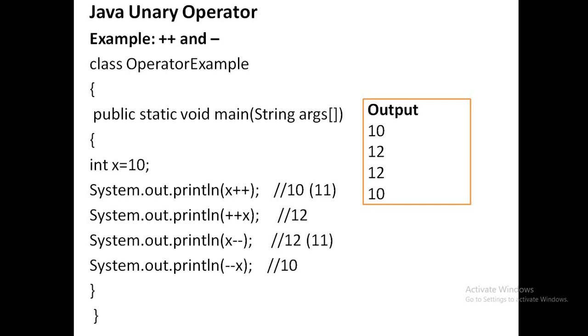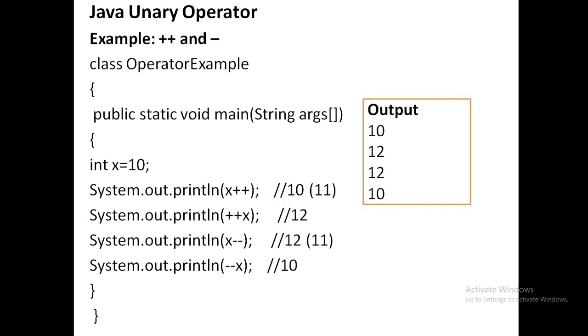And in the first print statement, the value is printed and then it is being incremented, that is post increment. So here 10 is printed and the value of x is incremented from 10 to 11. And when the next print statement is being called, the value is incremented and then printed. So now the value in x is 11, which is incremented once again to 12, and that is being printed.